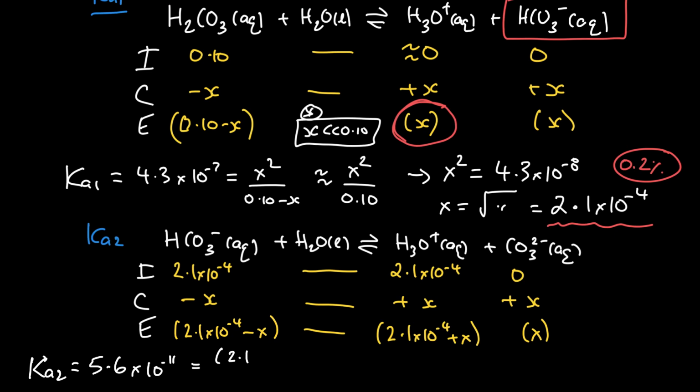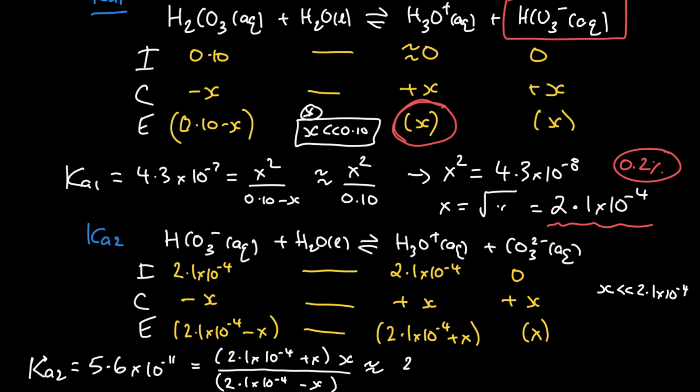So our products are 2.1 times 10 to the minus 4 plus x in concentration of the hydronium ion. The carbonate concentration is just x, and we're dividing it by the concentration of bicarbonate, and we've solved for that. So that's 2.1 times 10 to the minus 4 minus x. And if we assume that x is much, much smaller than 2.1 times 10 to the minus 4, that allows us to say that is approximately equal to 2.1 times 10 to the minus 4. So adding x to that won't change it, times x, all divided by, on the bottom, 2.1 times 10 to the minus 4, and subtracting x is not going to change it.